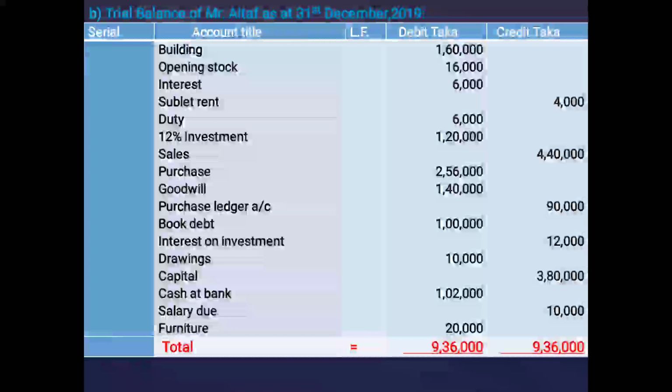You are watching my content on my slide. Total of debit taka is 9,36,000 and total of credit taka is 9,36,000 in the trial balance, so it is equal. Dear students, when the trial balance debit and credit sides are equal, then your balance posting is correct. Now we can go for solving requirement C.